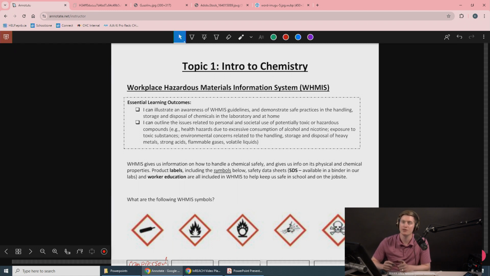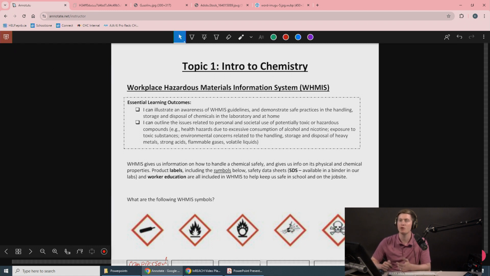WHMIS, it's an acronym. It stands for Workplace Hazardous Materials Information System. And it's not just the symbols that you're going to see here. It includes the symbols as well as labels that are put on products, safety data sheets, and some education for workers or students like yourself.